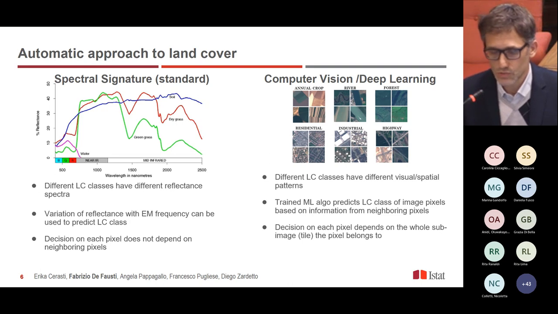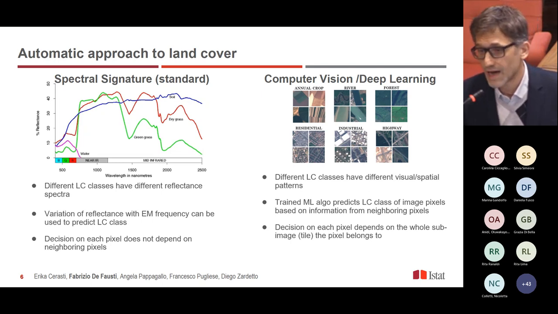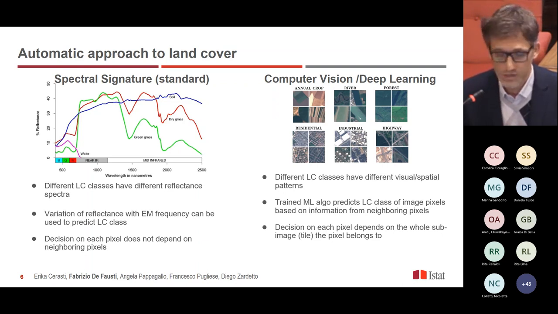In the other approach that we use, which we call the computer vision approach, we use deep learning. Deep learning is the state of the art for image recognition. It is based on the fact that different land cover classes have different visual spatial patterns. A trained machine learning algorithm predicts the land cover class of an image pixel based on information from neighboring pixels. So the spatial correlation in the image is very important, and the decision on each pixel depends on the whole image the pixel belongs to. The approach is like a human photo interpreter classifying a land cover image.